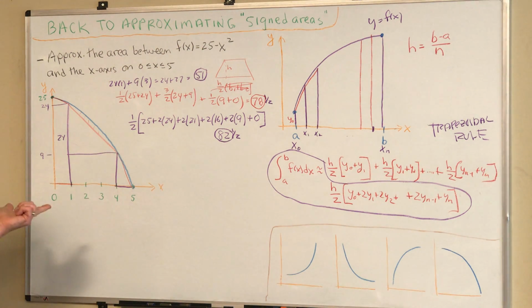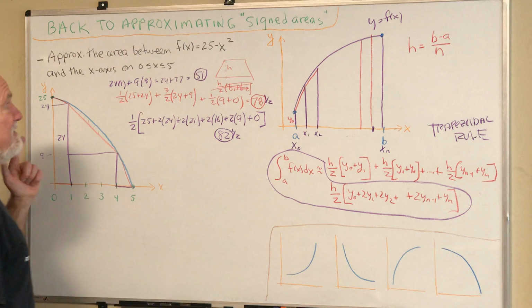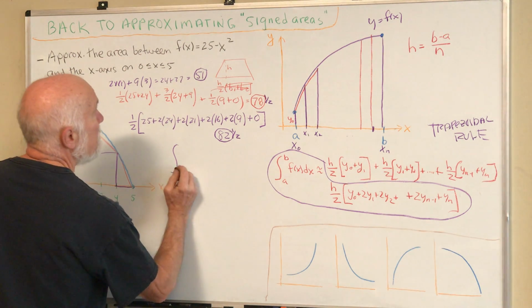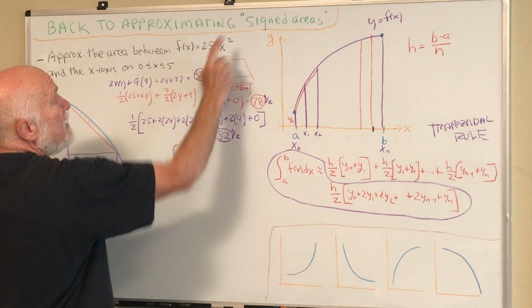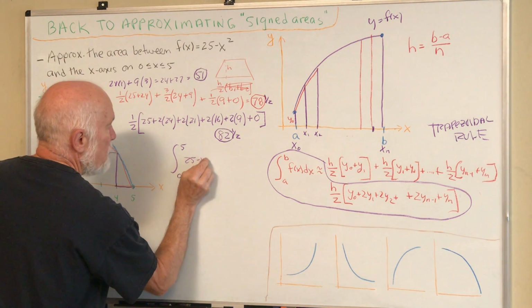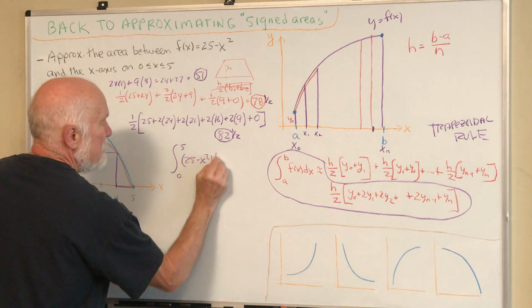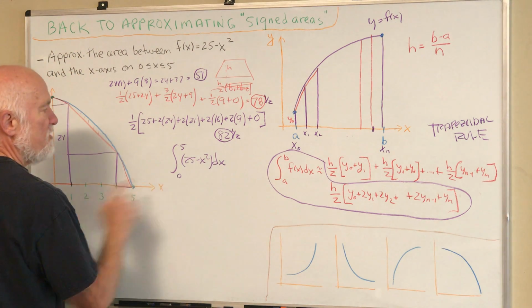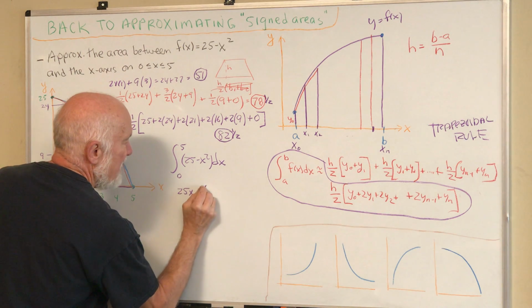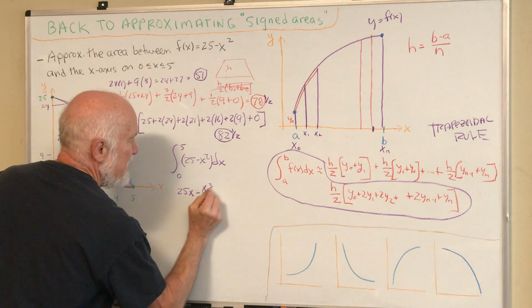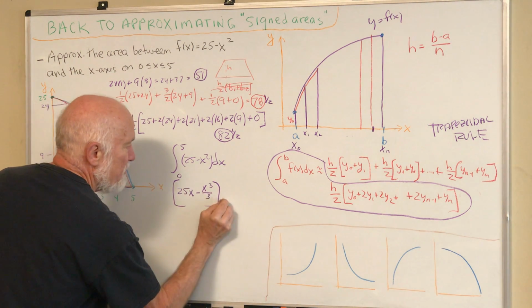Now, what would be the actual? On this one, we can actually find the actual. It'd be the integral from 0 to 5 of 25 minus x squared dx. So the antiderivative is 25x minus x cubed over 3. We can use the fundamental theorem of calculus.